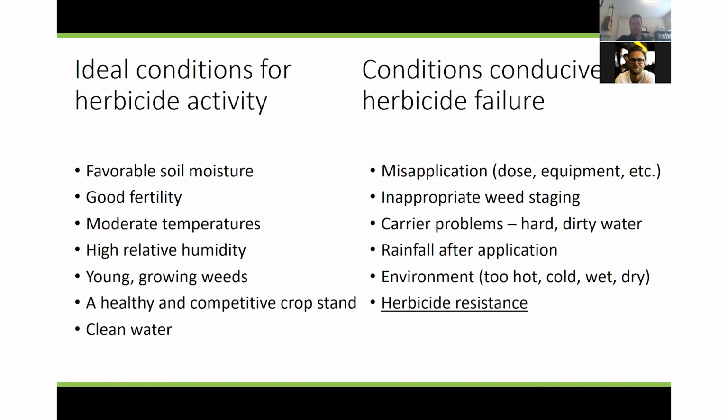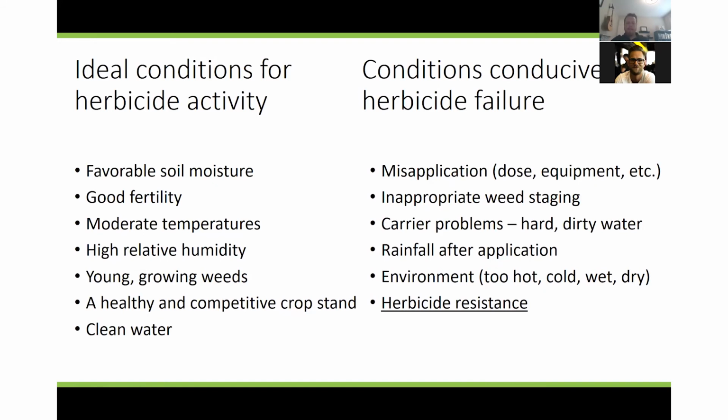So it's quite often that we'll receive calls about suspected herbicide resistance, which just end up being due to the fact that the herbicide was applied outside of the recommended staging. Because once weeds get to a certain stage in growth and development, many herbicides become much less effective.